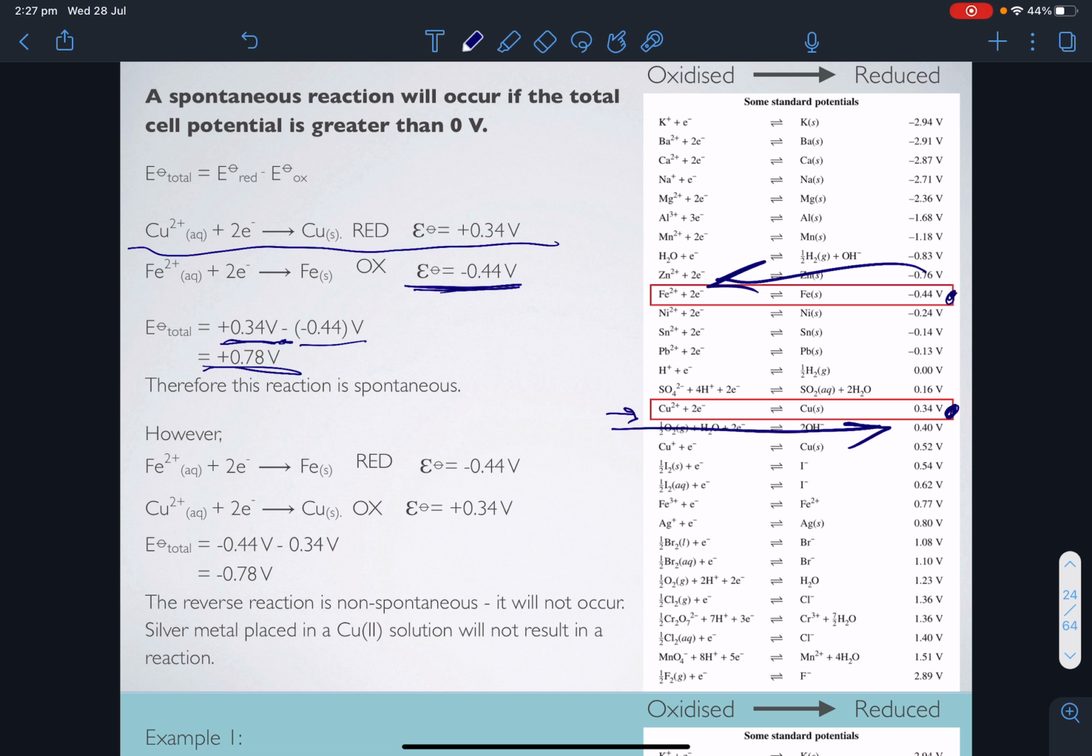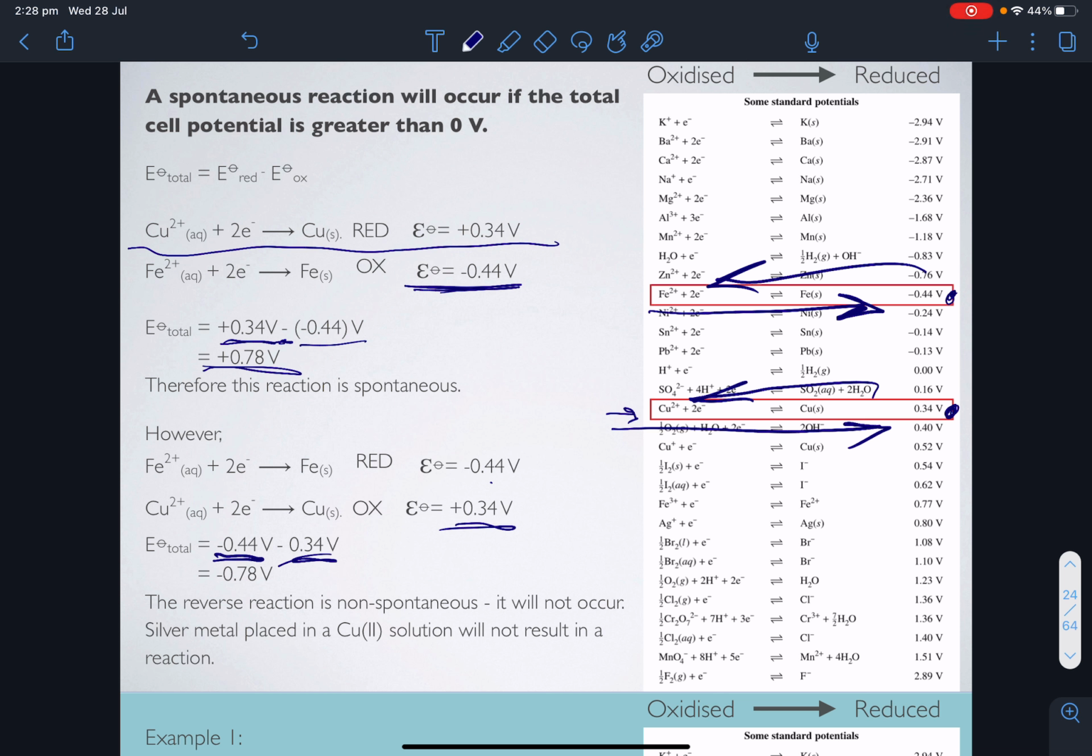However, we're going to swap it around. In this case, we want iron to be reduced, or we want this one to go forward and this one to reverse. We solved, looking at the table, that that's not going to happen, but let's use the numbers. So iron to be reduced is negative 0.44 minus the positive 0.34. It's going to be negative 0.78. That's non-spontaneous. So if you swap those conditions around between solid and aqueous, you're not going to get a reaction.